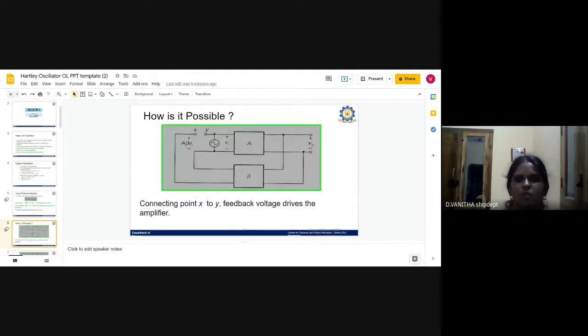How is it possible to get some output without any input? This is possible by using the circuit. Here is the amplifier circuit, and the output of the amplifier is given to the feedback element, and the output of the feedback element is given as the input of the amplifier. So the feedback voltage drives the amplifier.